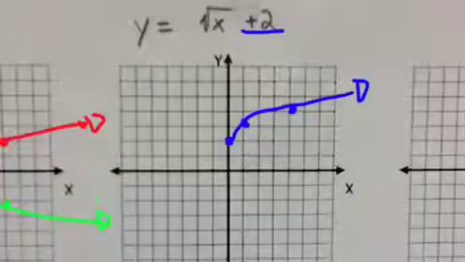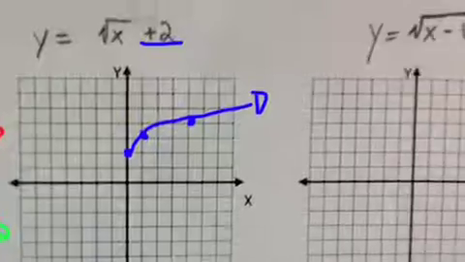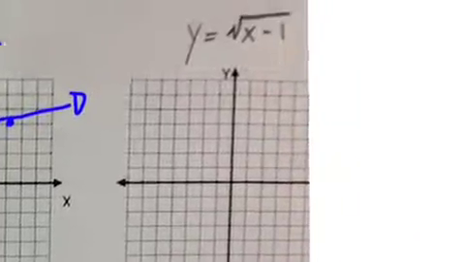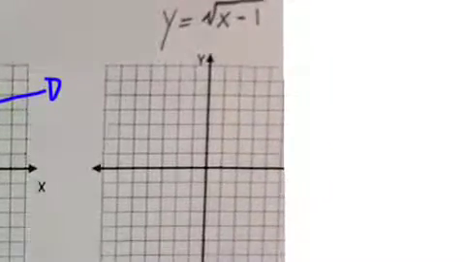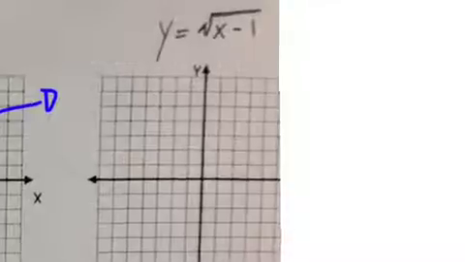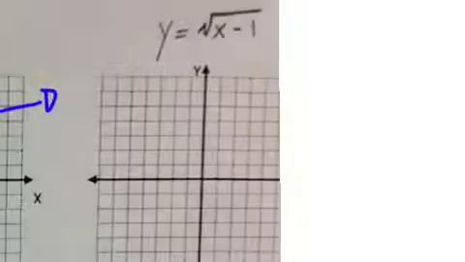Every point moved up 2. All right, now let's talk about when we have a number underneath the radical with the x, right? So now what that's doing, it's shifting where the 0 starts, right? So when x is 0, y is going to be negative 1.